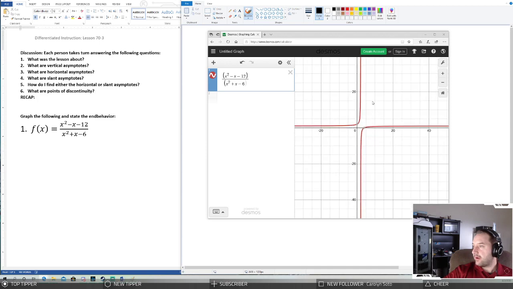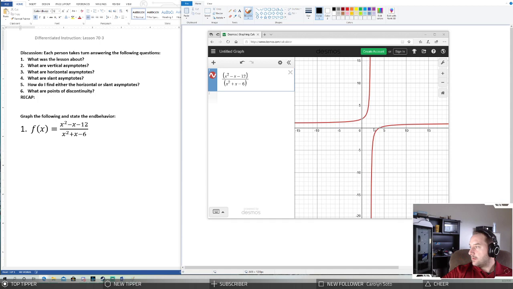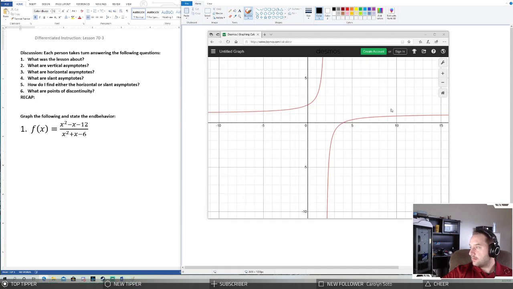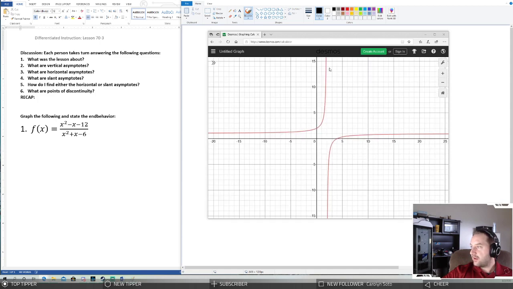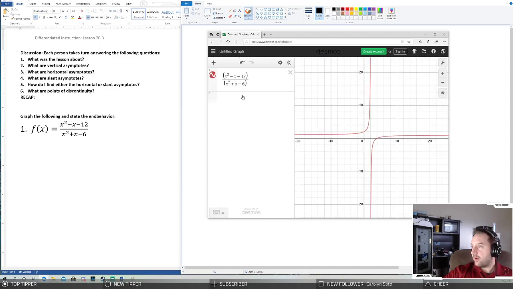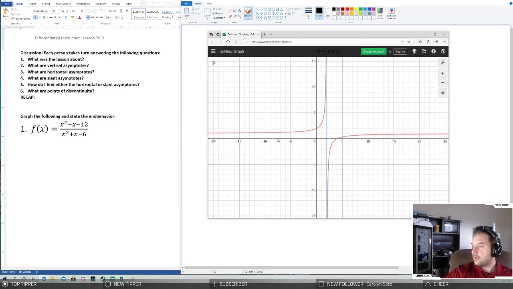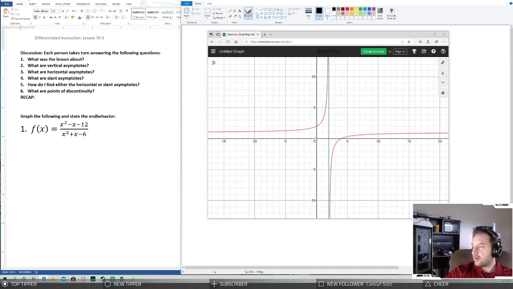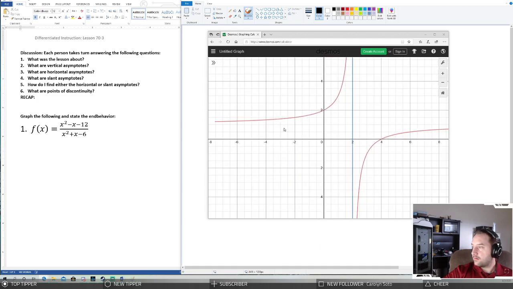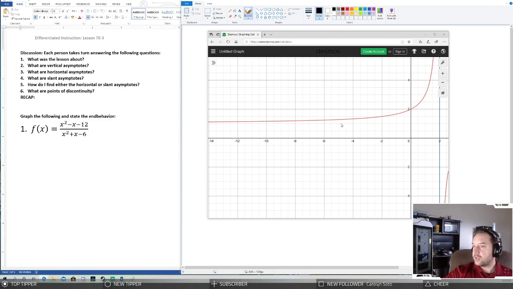Okay, so this is my graph here. So it looks like this value right here is an asymptote. Now, you don't have to do this, but I'm just going to do it because it's going to make it a little easier for me to visualize. So I just type in x equals 2. And it looks like there's a horizontal asymptote. Let me zoom in a little bit more. Yeah, there's a horizontal asymptote at 1.